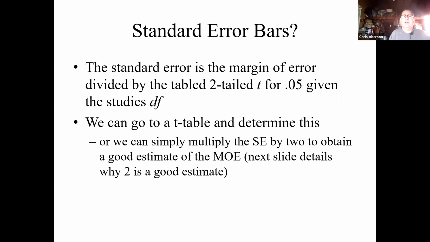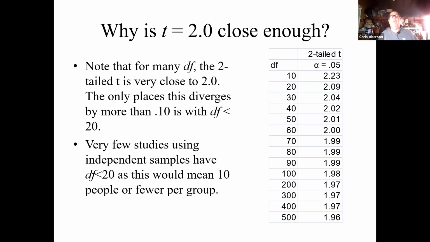All right, standard error bars. The standard error is the margin of error divided by the table two-tail value for 0.05, or probably, since we're eyeballing stuff anyway, a good shortcut here is you can simply multiply the standard error by 2 to obtain a good estimate of the margin of error. It's going to be twice the size. Anyway, why just 2? Well, if you look at the degrees of freedom and what the two-tail t value is, once you hit about 30, it's pretty much always going to be right around 2. So that's why that shortcut exists.